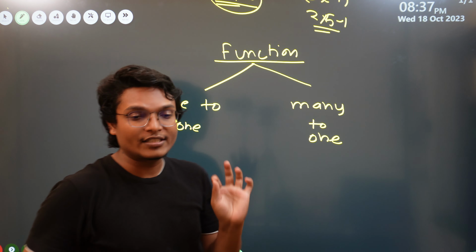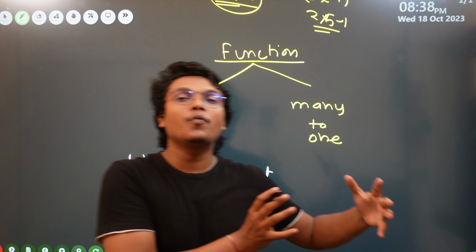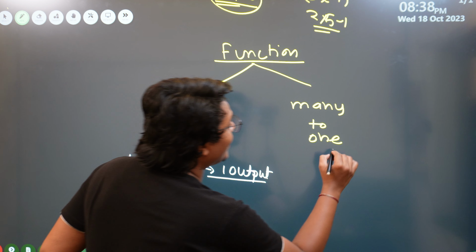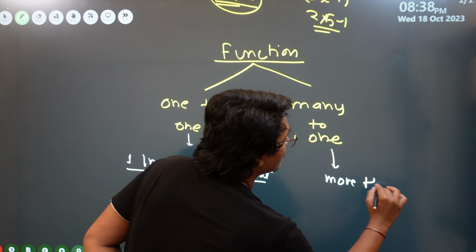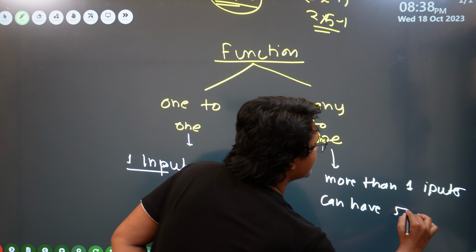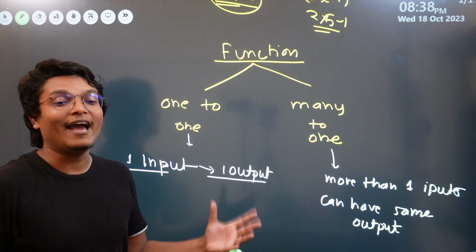By one-to-one function, I mean for one input there will be one output, and for every unique input there will be a unique output. In many-to-one, more than one input can have the same output. More than one inputs can have the same outputs.